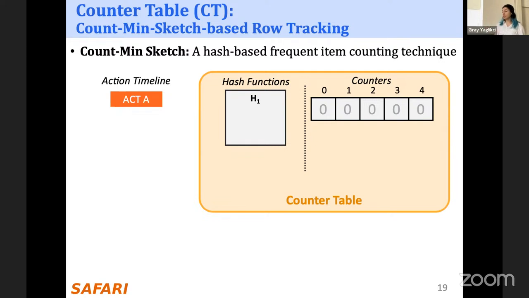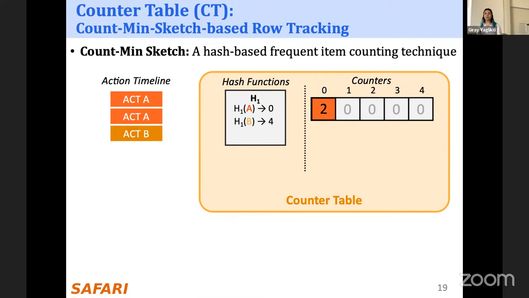So let's say that we have an activation to row A. The counter table first gets the output of the hash function using the row ID as an input, and uses that output as an index to the counter array and increments that count. When we have another activation to the same row, the hash function will result in the same index, and the counter table will increment the same count. When we have an activation to another row, ideally, the hash function will output a different value, which will map this DRAM row to a different counter, and the counter table will increment that.